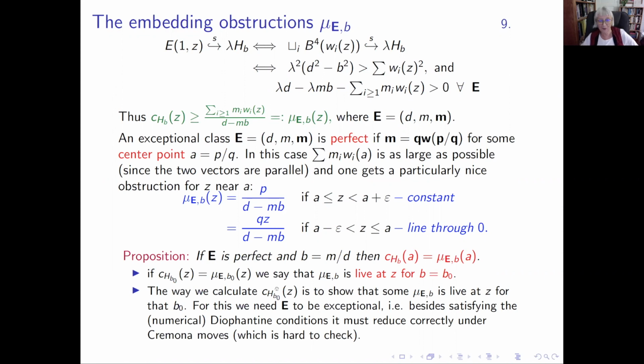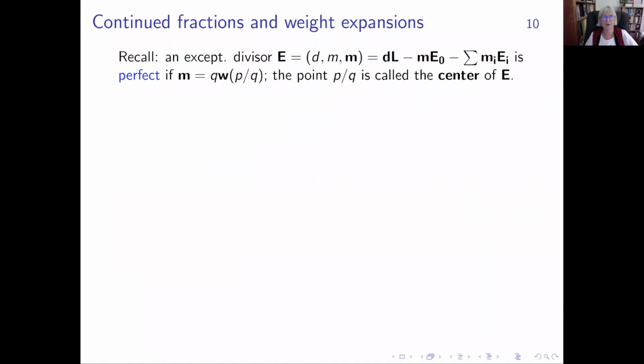The way I really know of calculating this function, though there are other ways using ECH, is that we have to find some appropriate obstructions, and therefore we have to show that we're dealing with these exceptional classes which are numerically defined but also satisfy the Cremona condition. Okay, so these are the obstructions I'm using. As I say, there is another way using ECH.